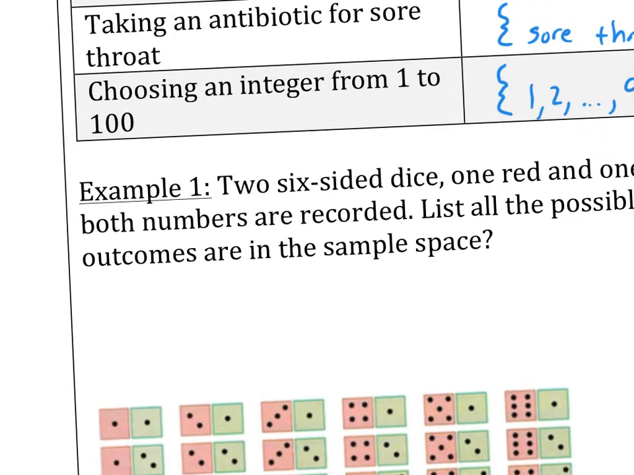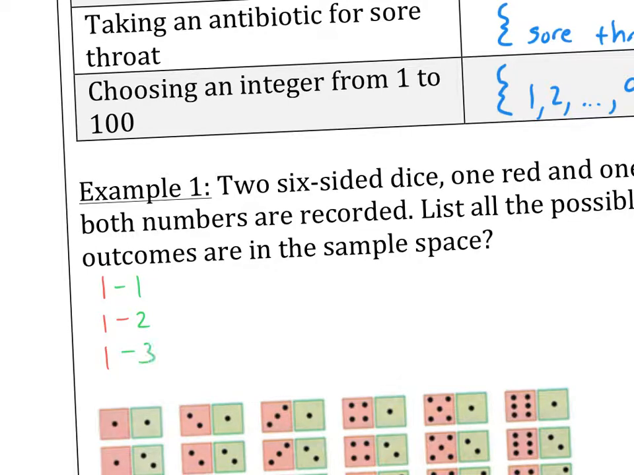So if we just start making a list, and let's assume we're going with the red first for no particular reason. So it could be 1, and then the green would be 1. So that would be a 1, 1. Well, what else could we do? A 1, 2. What else could we do?